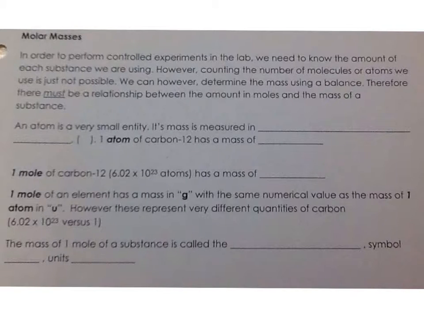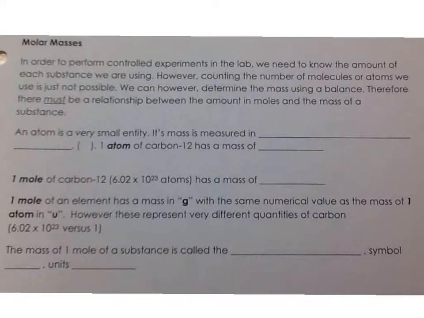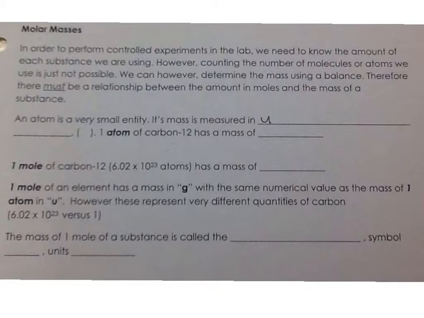An atom is a very small entity. It's measured in atomic mass units, AMU for short, and the unit is U, the letter U. One atom of carbon-12 has a mass of 12.00 U.